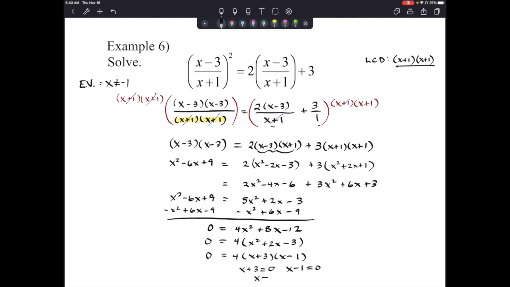We're going to get x equals negative 3 and x equals positive 1. Neither of those is the excluded value, so it looks like it's going to be pretty good for us. We can plug in those values to check it. I'm going to let you do that. So that's a little bit longer approach.